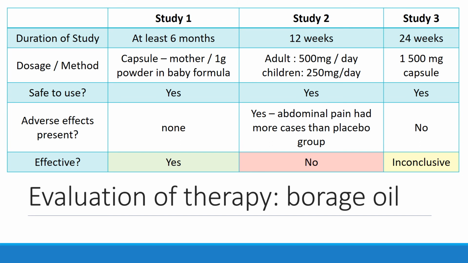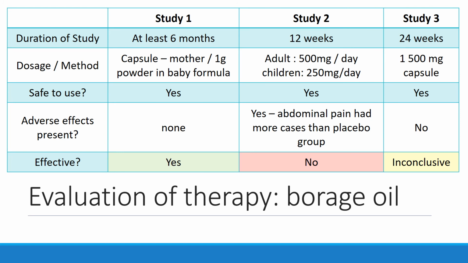Now, looking at all three studies in one table, you can tell that there has been a range in the duration of the study trials. So we have the first and third studies taking about the same amount of time, while study 2 took half the time at 12 weeks. The dosage method was different for each study, with study 1 supplementing the mother before giving birth, as well as the baby after birth up to 6 months old. The second study looked at a range of adults and children, and children took half the amount of oil compared to adults.